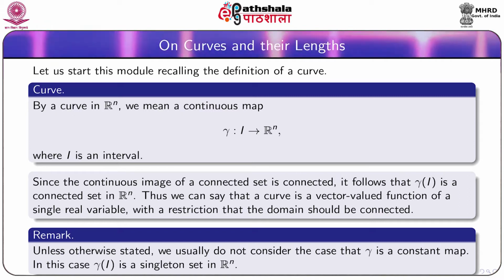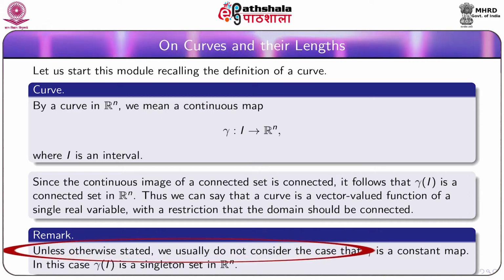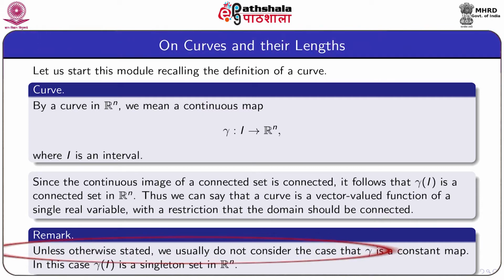One remark at this point: unless otherwise stated, we usually do not consider the case that gamma is a constant map. We know that a constant map is continuous, because in this case the range gamma I reduces to a singleton set in Rn.